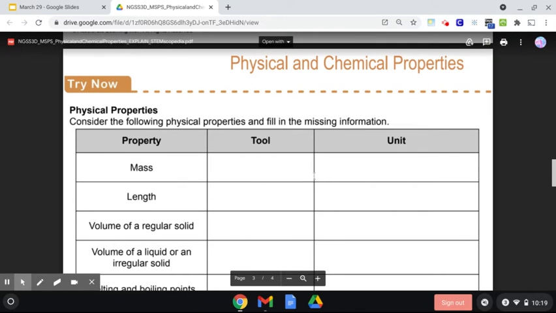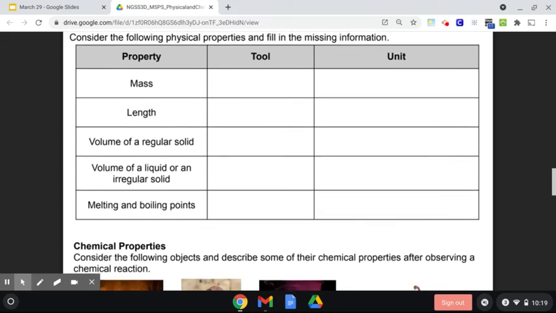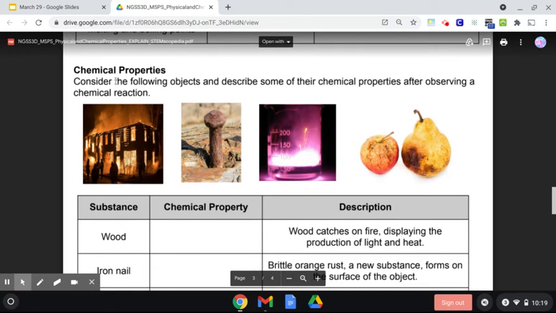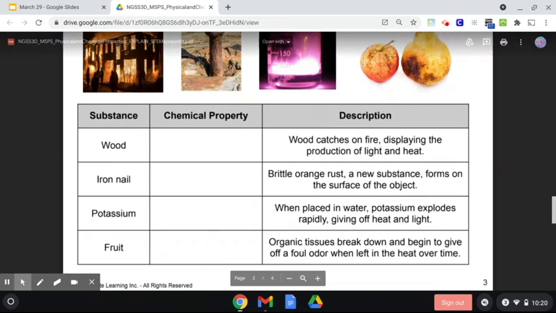We're going to skip the chart for now. We'll do that tomorrow as a class. Then we're going to look at the chemical properties. Consider the following objects and describe some of their chemical properties after observing a chemical reaction. We're going to work on this table together.